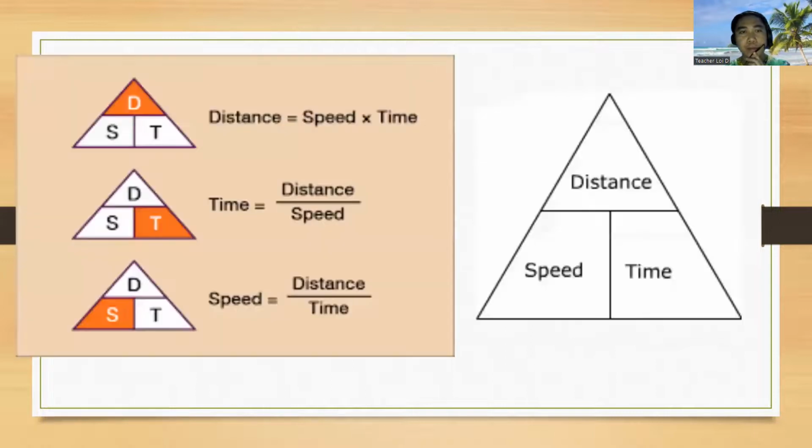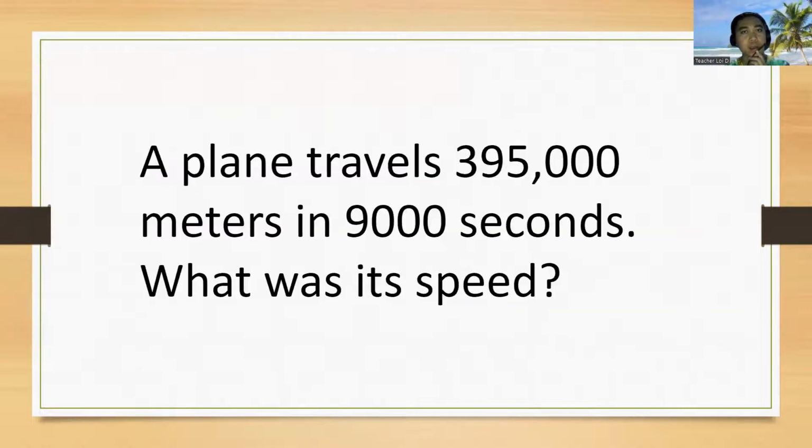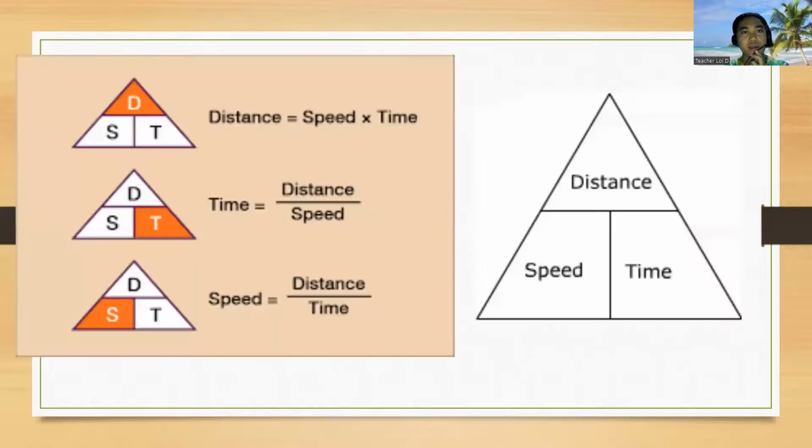Pause nyo tong video. Use this formula. Next, a plane travels 395,000 meters in 9,000 seconds. What was its speed? Okay, pause, then share your answer in comment box.